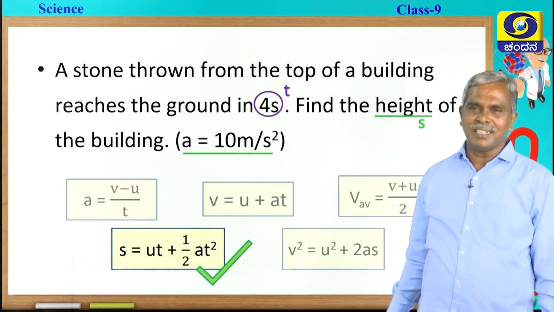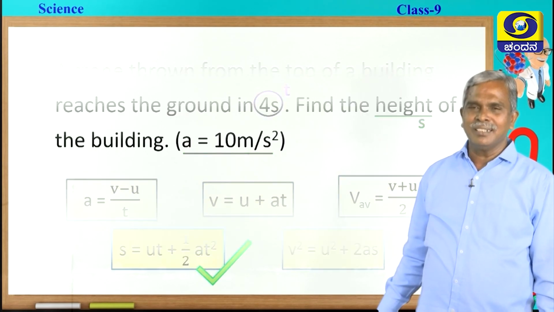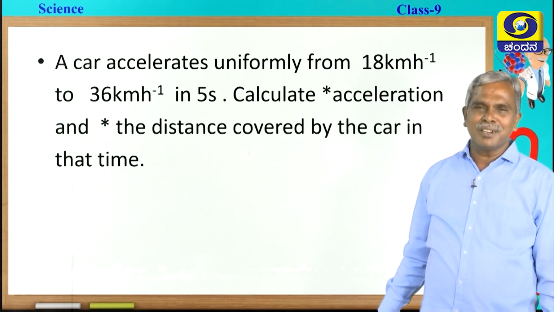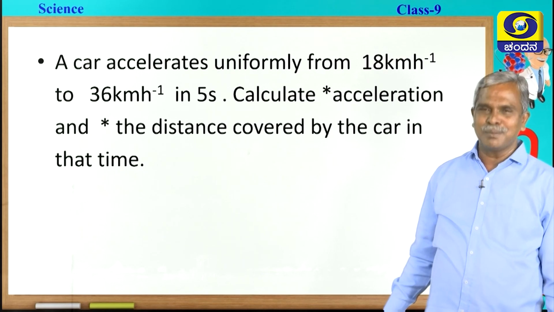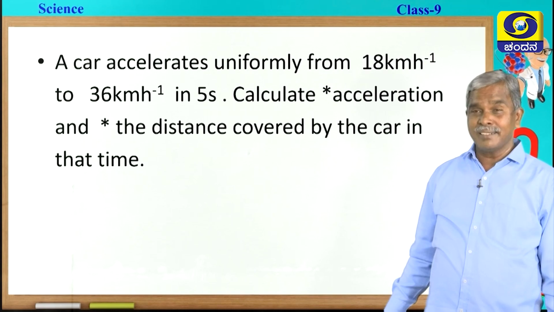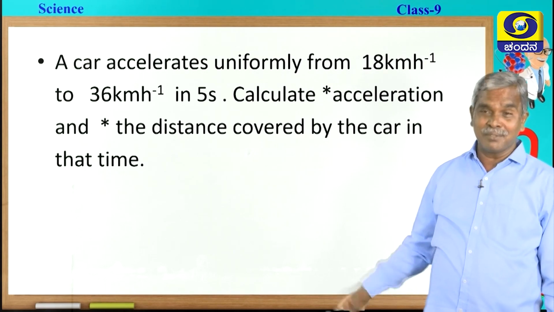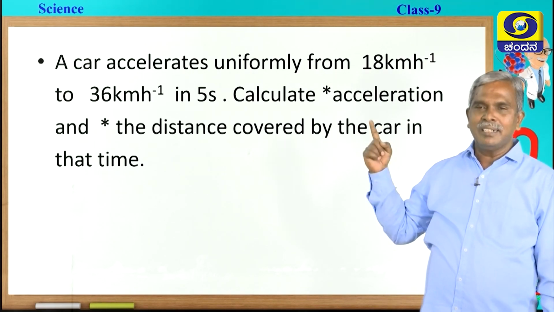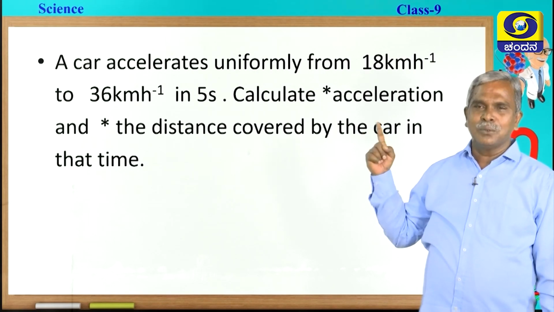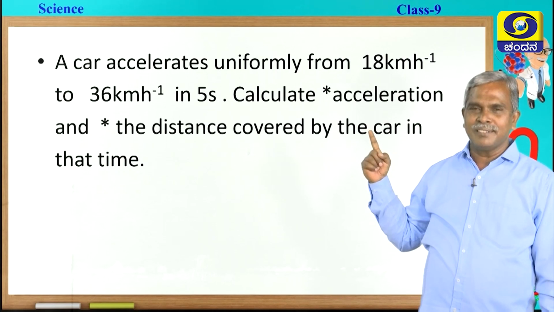Okay children, let us proceed further. A car accelerates uniformly from 18 km per hour to 36 km per hour. See, the acceleration or the velocity may be expressed in terms of kilometer per hour also, but ultimately they must be converted into meter per second. So, they had given 18 km per hour to 36 km per hour in 5 seconds.